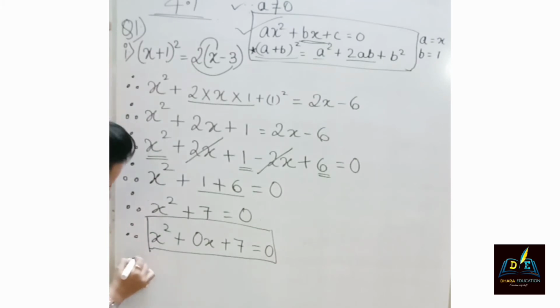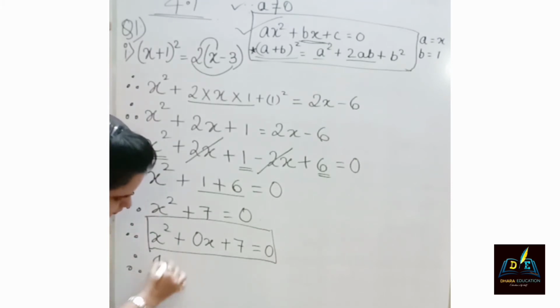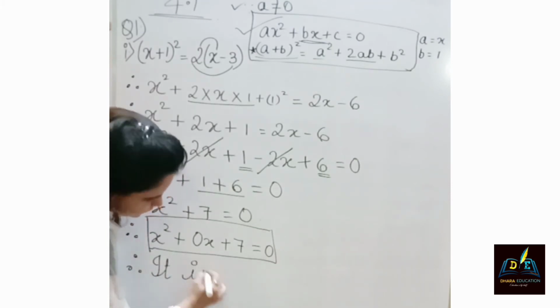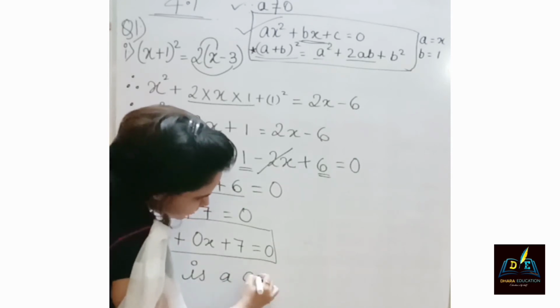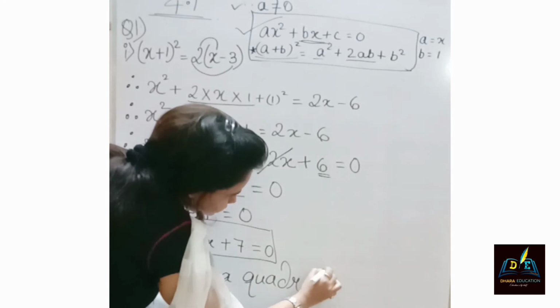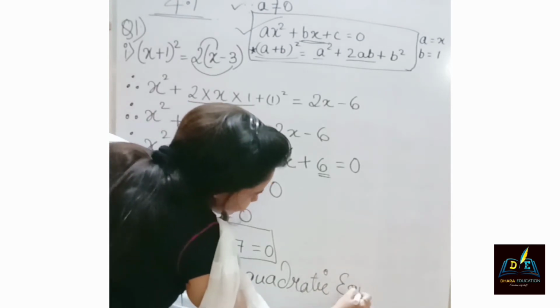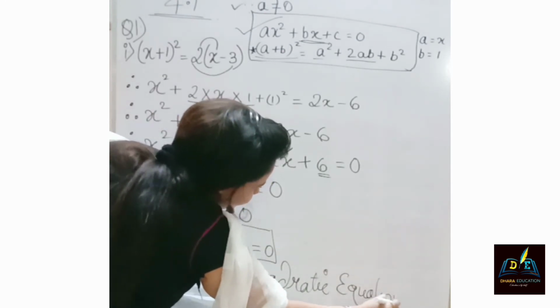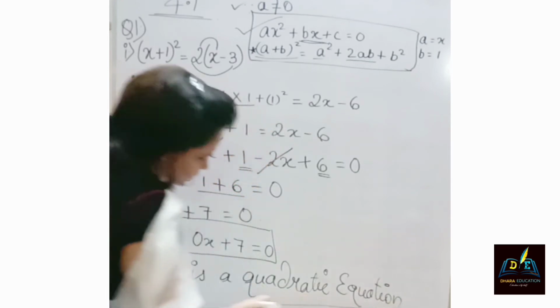So in the last line, we have to write: it is a quadratic equation. That's it.